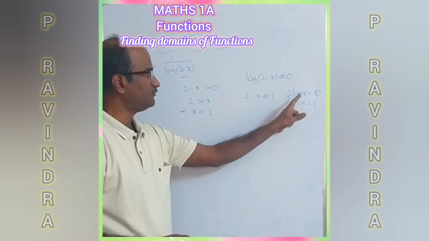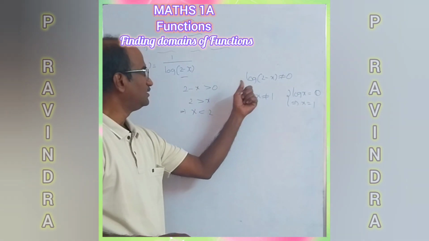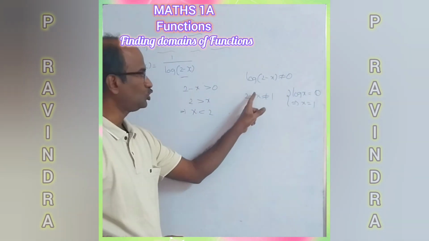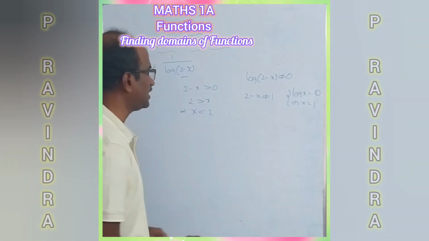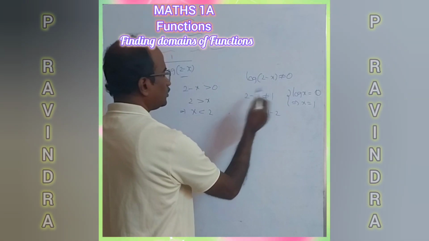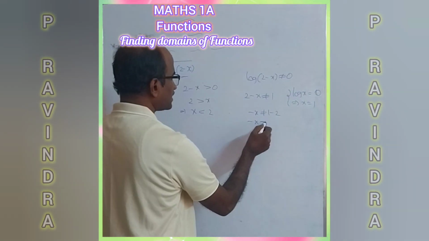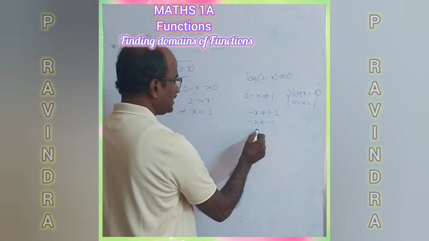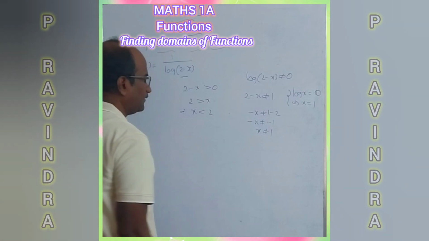Log x is 0 when x is equal to 1. But here, since it should not be equal to 0, 2 minus x must not be equal to 1 according to this concept. So minus x must not be equal to 1 minus 2. Take that to the other side. So minus x must not be equal to minus 1. Removing minus, x must not be equal to 1.